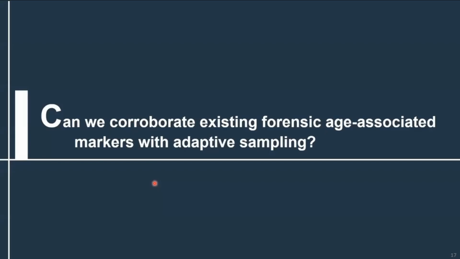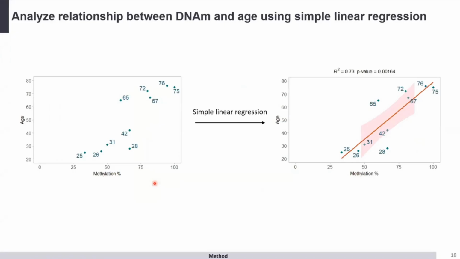So the next question we want to answer is, can we corroborate existing forensic age-associated markers with adaptive sampling? Before diving into the result, I would like to recap how we analyze the relationship between the DNA methylation and age. The plot on the left displays the 10 blood samples we have, showcasing the age and the methylation levels at the single CpG site.